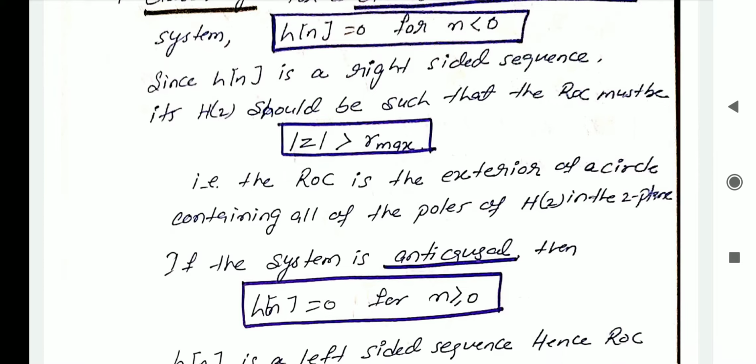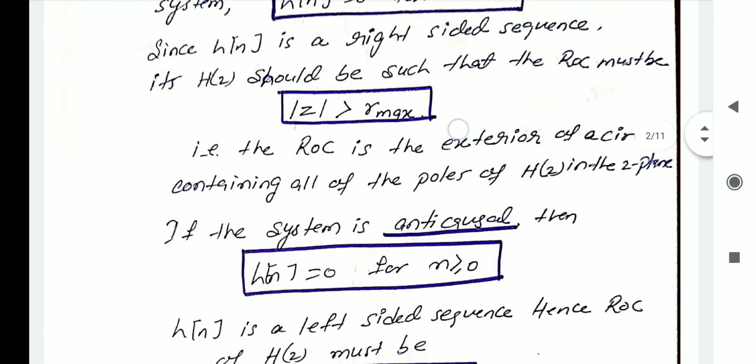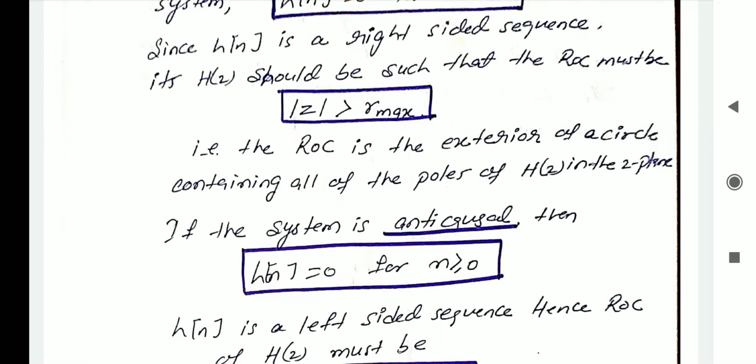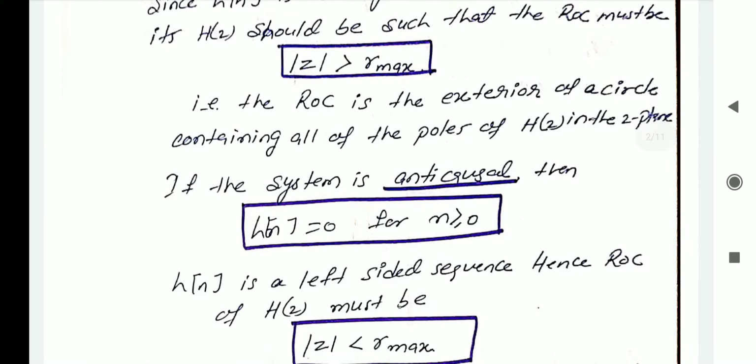From this condition we can conclude that h of n is a right sided sequence, and its H of z should be such that the ROC must be mod of z greater than R max. R max is the value of the pole at the maximum value. That is, the ROC is the exterior of the circle containing all the poles of H of z in the z plane.